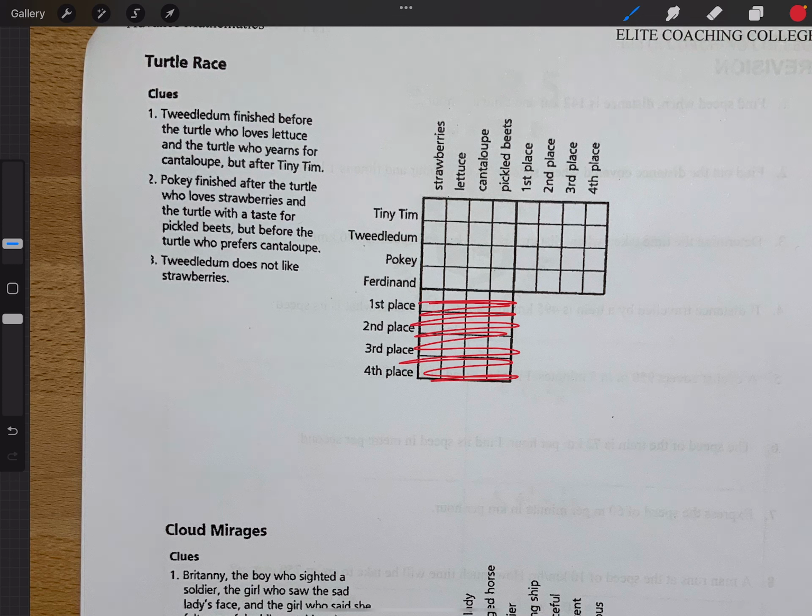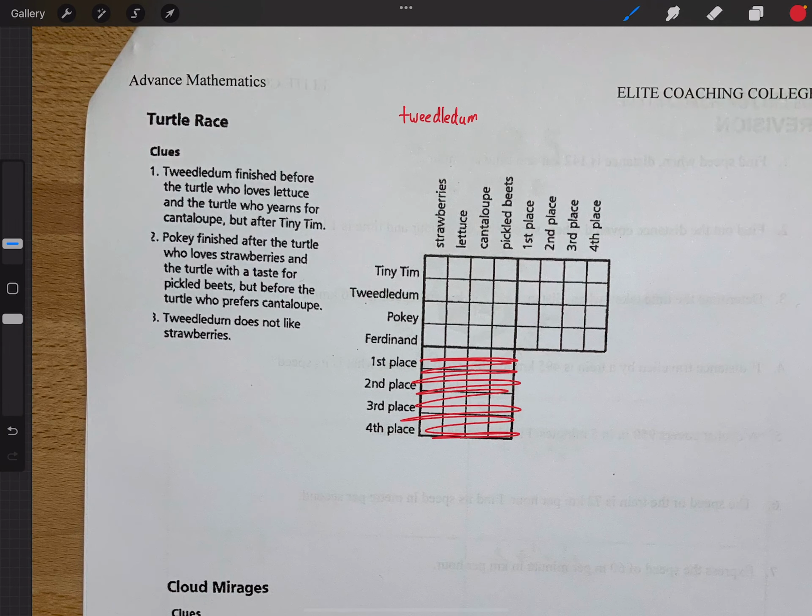Tweedledum finished before the turtle who loves lettuce. Okay, so let me just write their names here. Tweedledum finished before the turtle who loves lettuce. So that means he's ahead of the turtle. So in terms of first, second, and third, Tweedledum finished before this other turtle who loves lettuce. So that means that the turtle who loves lettuce must have come after. So imagine if this was a race, right? So let me just finish reading.